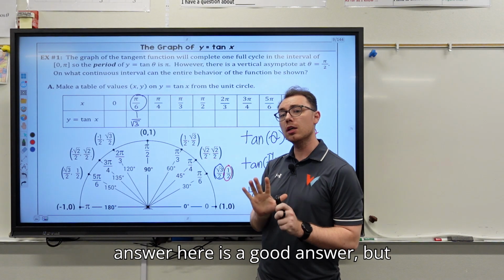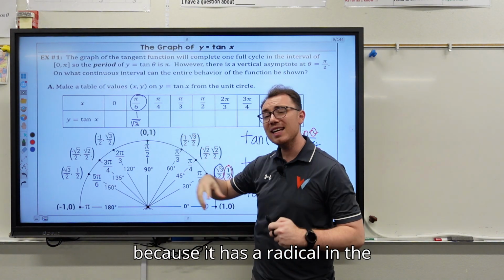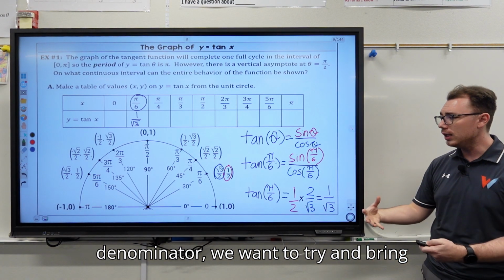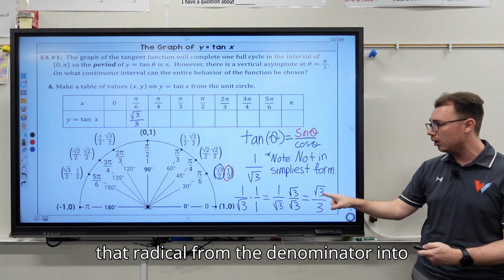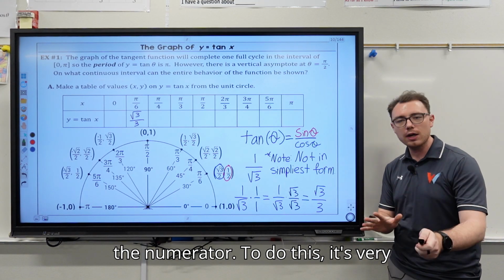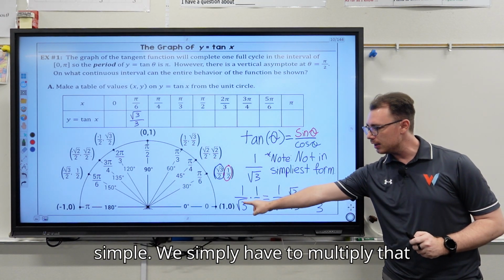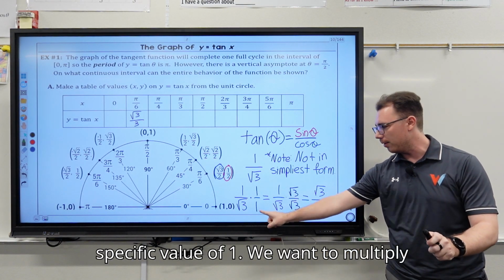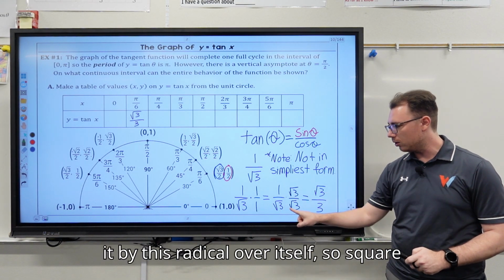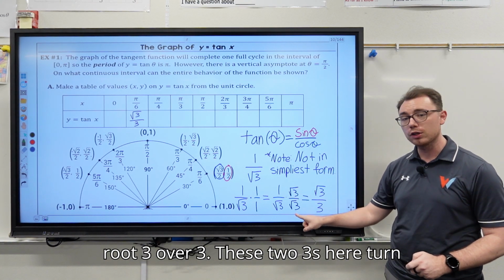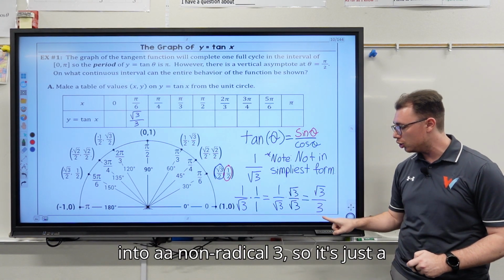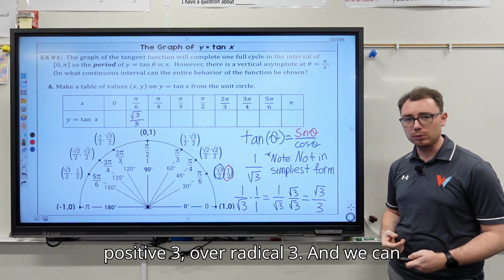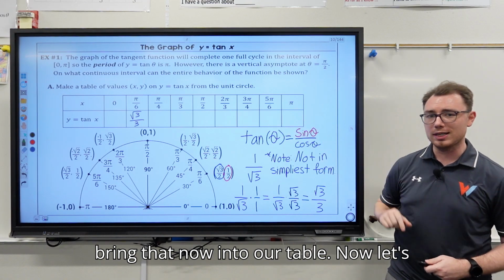This answer here is a good answer, but because it has a radical in the denominator, we want to bring that radical from the denominator into the numerator. To do this, it's very simple. We simply have to multiply that term by a value of 1, but a very specific value of 1. We want to multiply it by this radical over itself, so square root 3 over square root 3. These two radical 3's turn into a non-radical 3, so it's just a positive radical 3 over 3. And we can bring that now into our table.